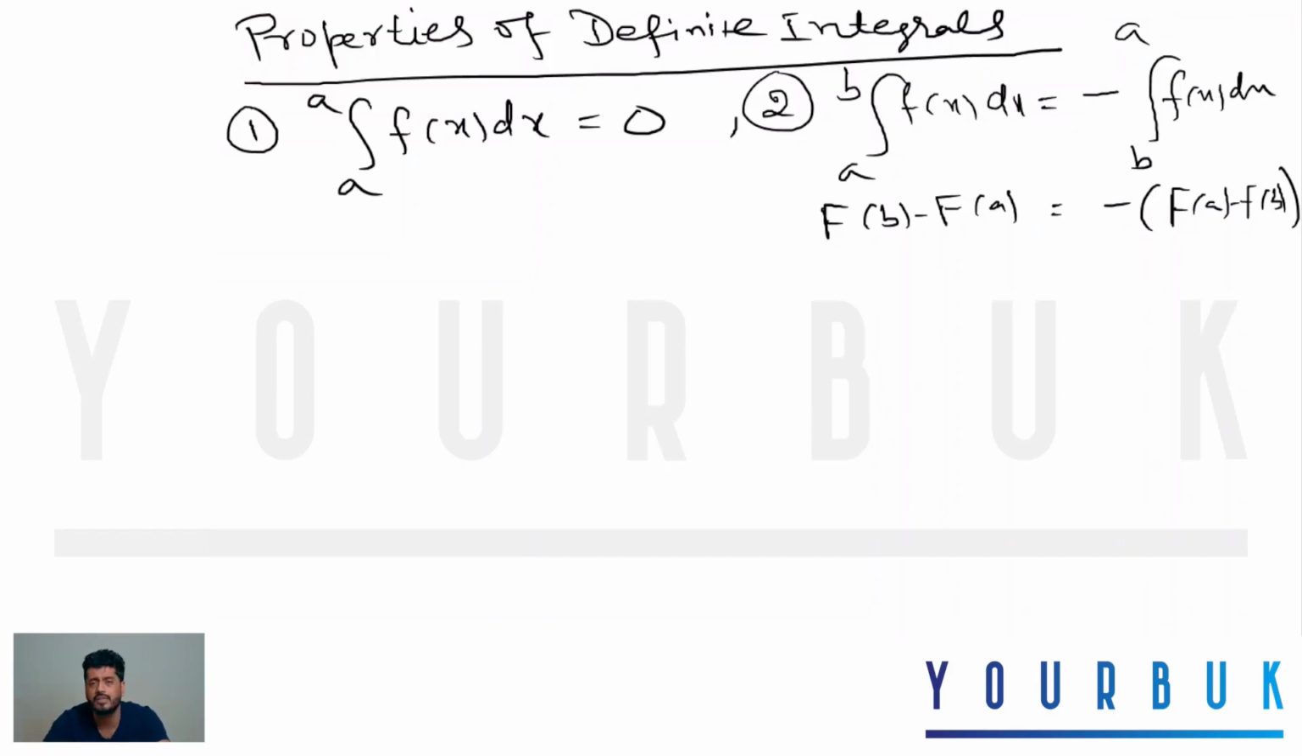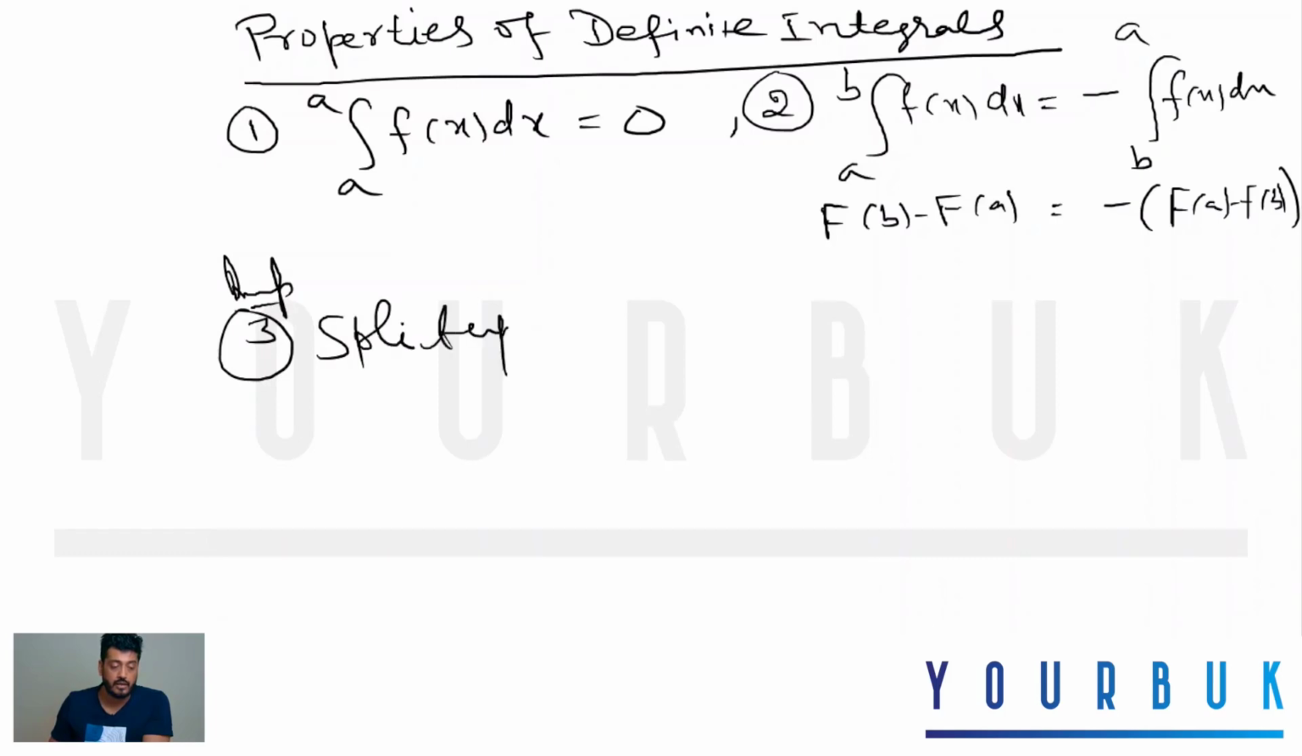So these two properties do not require any application based question, but at some steps in some of the questions we can use them directly. Okay, so now I'll start with the next property, that is the third one, which is the important one. This property is very important. This is the split up property. Okay, this is known as split up properties.